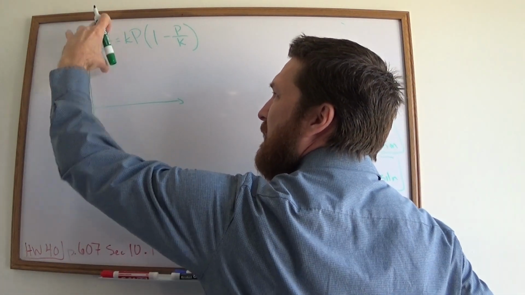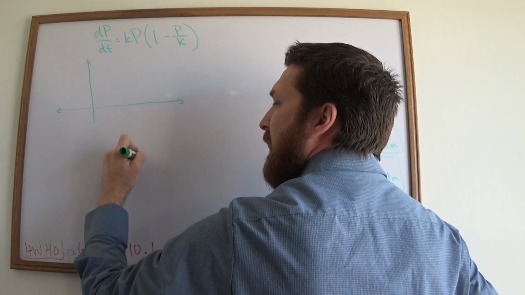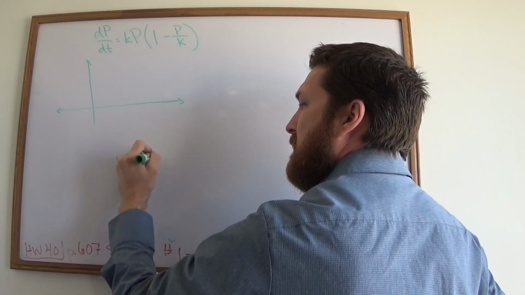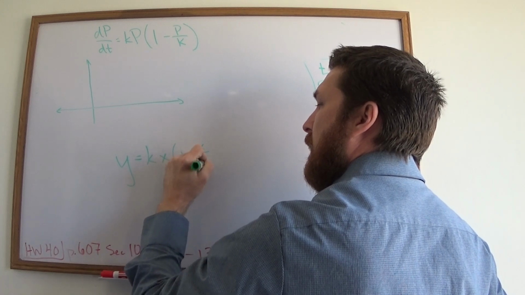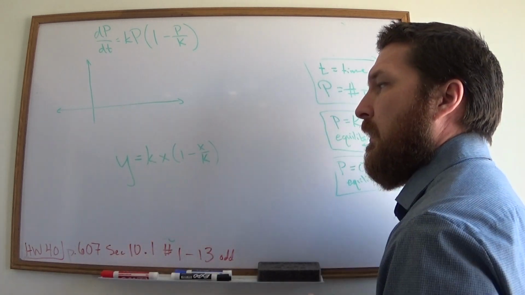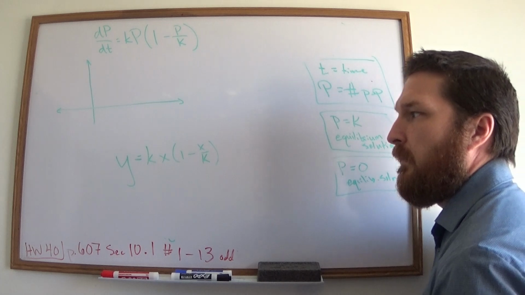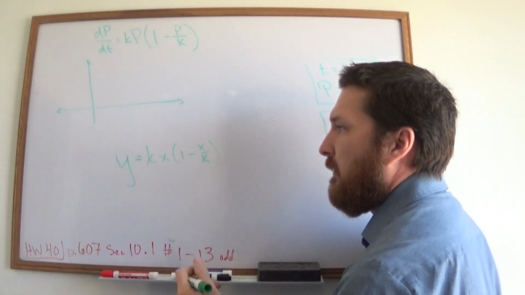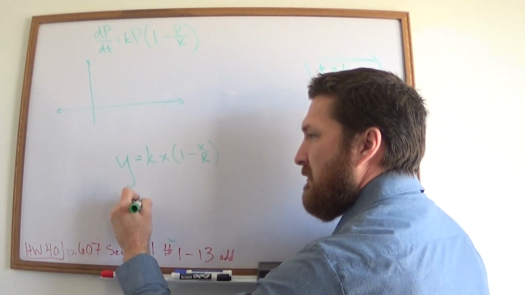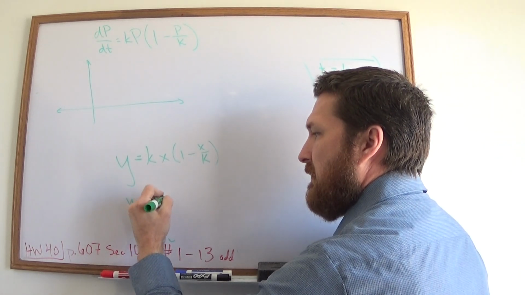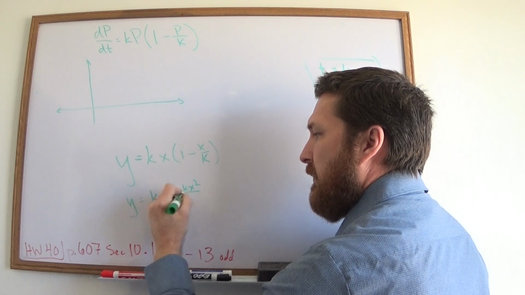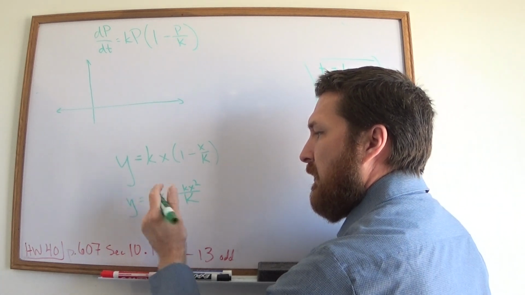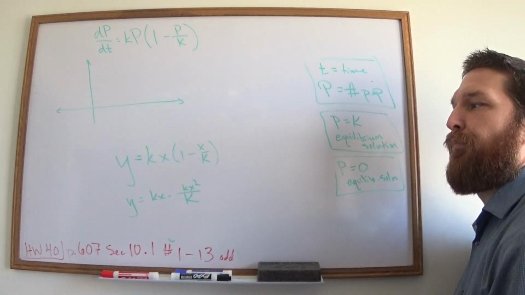imagine that this right here were y, and that the p's were x's. So inputs and outputs. Could you graph that thing? What is this thing? What type of object is this? It's Kx minus kx squared over big K. It's just a parabola. It's just a parabola.